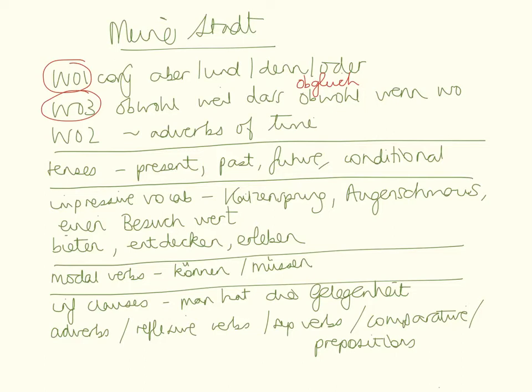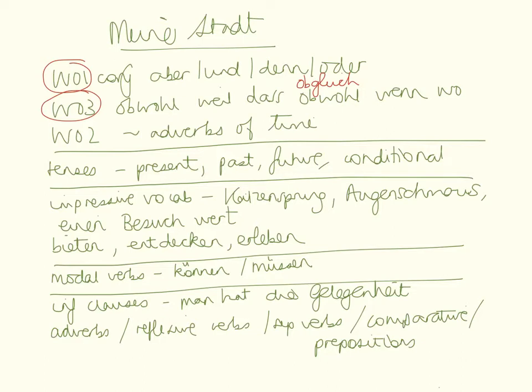I'd be looking to use at least one modal verb, so können lends itself very well to the topic of town, but you could say you must not forget to visit the cathedral: Man muss nicht vergessen, den Dom zu besuchen, which is an infinitive clause. So man hat die Gelegenheit, es ist möglich, es ist interessant, comma, zu, and then infinitive at the end. Obviously we're looking for adverbs.